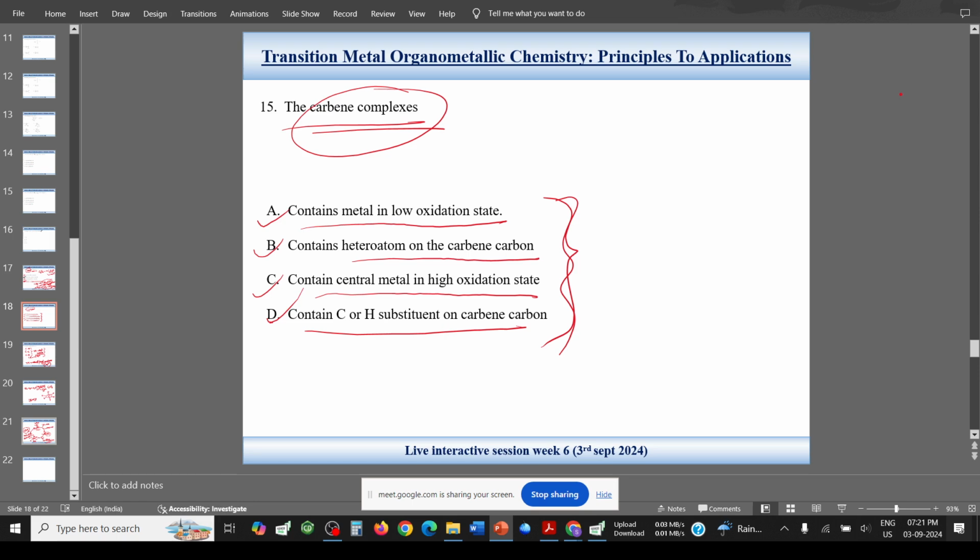Is this clear? So don't mention any one option. Here all options are correct because you don't know which carbene complex you have. It may be a Fischer type of carbene, it may be a Schrock type of carbene. If somebody mentions Fischer type, then you say, yes, Fischer type of carbene contains heteroatom stabilization and a metal atom in low oxidation state. Clear?